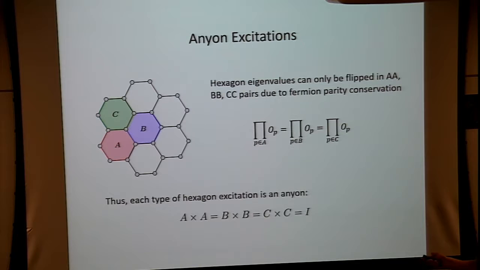And the same is obtained by the product of all the B type of hexagon operators or the C type of hexagon operators. And the product of all fermion operators in the system is equal to the fermion parity. And all fundamental interactions in the system have to preserve the fermion parity, because it's just a fundamental process of nature. Yes?